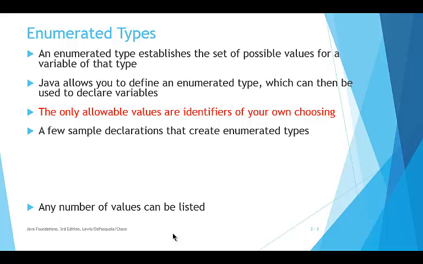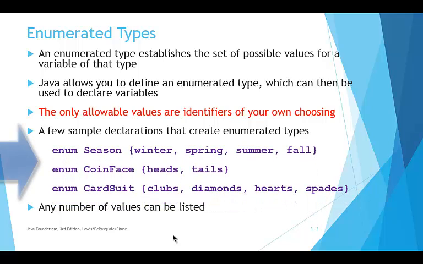Java allows you to define an enumerated type, which can then be used to declare variables. The only allowable values are identifiers of your own choosing. Here are a few sample declarations that create enumerated types. We see the enumerated type season, coin face, and the definition for enumerated type card suit.